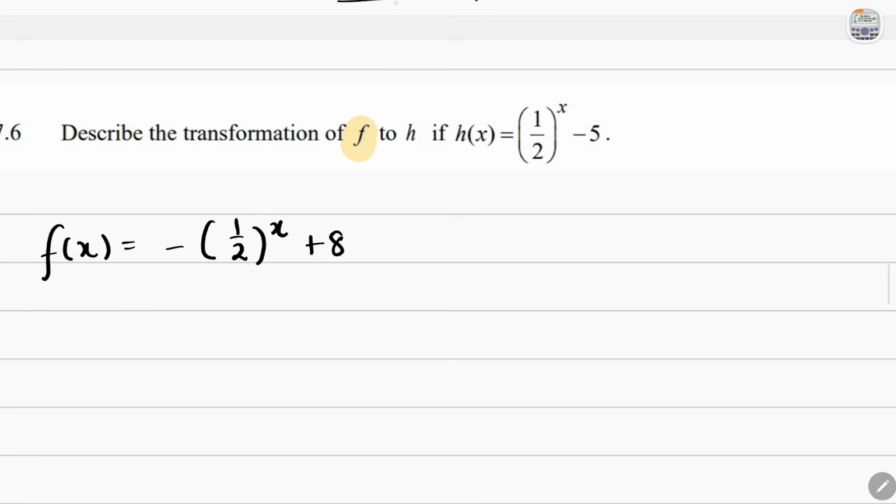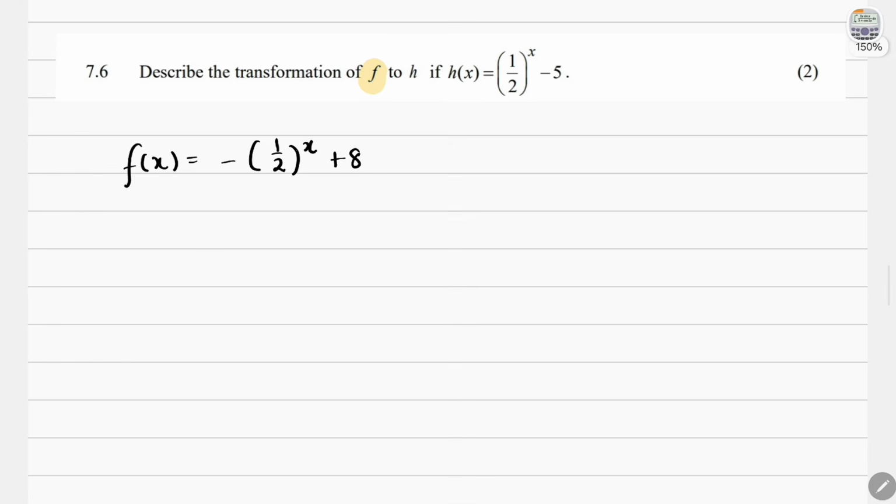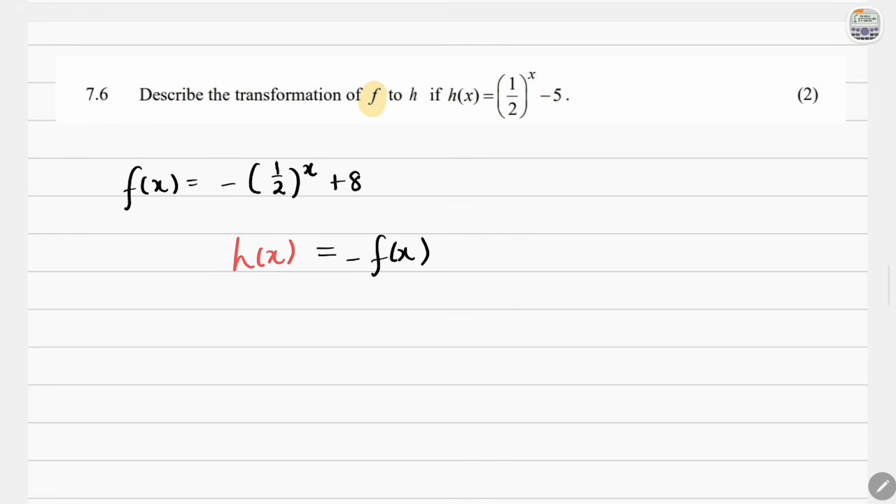So what happened first? Notice how this is no longer negative. It's now positive here. So the only way you could have done that is if you took the y values of f and multiplied them by -1. So we said negative f of x. And so that will cause you to say negative and then substitute the graph of f of x in here. So this is negative and then 1 over 2 raised to the power of x plus 8. And when you distribute, you would get positive 1 over 2 raised to the power of x and then -8.